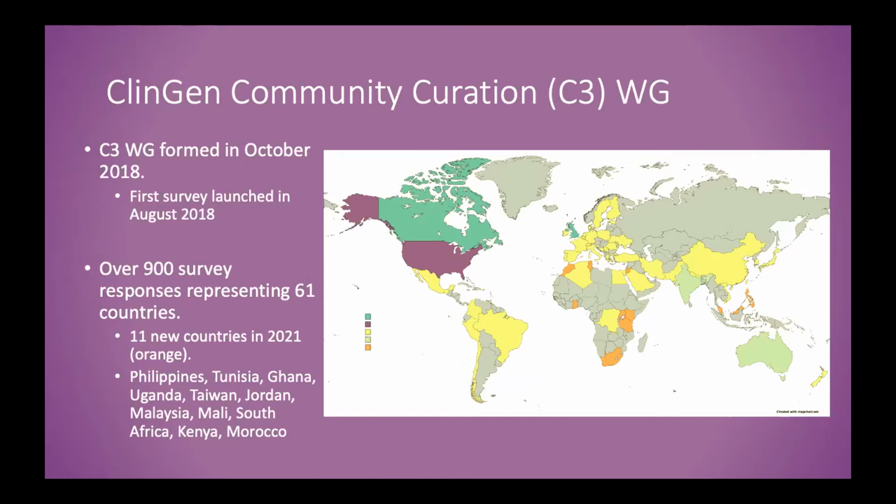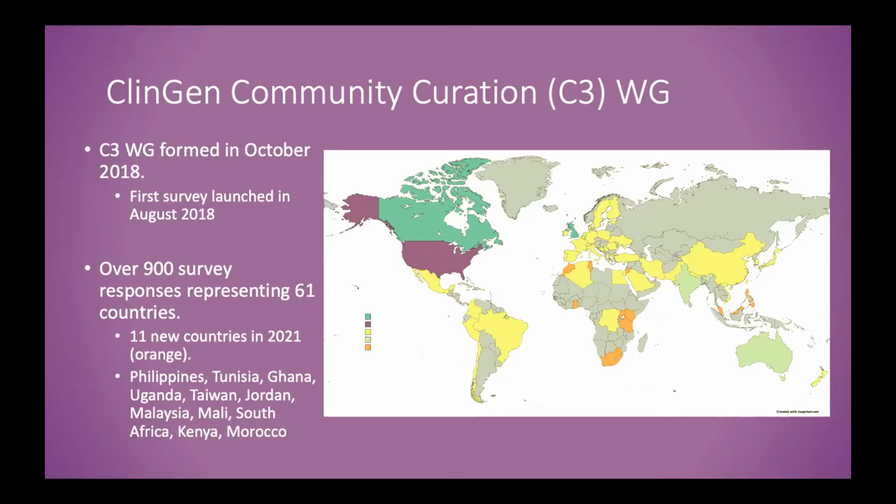We were officially formed in October of 2018, but we launched our survey in August 2018. So over the last almost 3 years, we have ended up reaching out and had over 900 individuals take this survey to indicate they had interest in participating and contributing to ClinGen, and they represent 61 countries. And so we can start to see over these last 3 years how far reaching we have gotten for ClinGen and for those reaching out for interest.